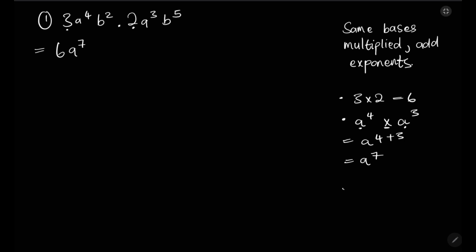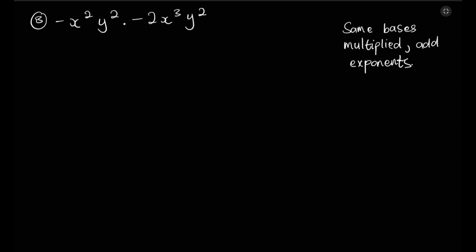Let's move to b. We have b squared times b to the power 5. Do we have the same base? We have b and b. Yes. Are they multiplied? We have a multiplication sign, so yes. Then what's the next step? You write down your base. Now let's add our exponents. You have 2 plus 5. Your final answer is b to the power 7. So you write b to the power 7 here.